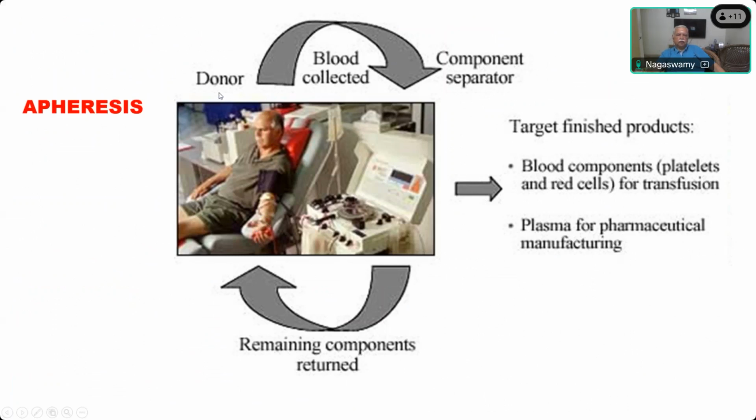In apheresis, the donor donates the whole blood. You separate whatever components you want, and return the leftovers back to the donor so that he doesn't become volume depleted. Okay, so these are the things that you have to remember in blood components.